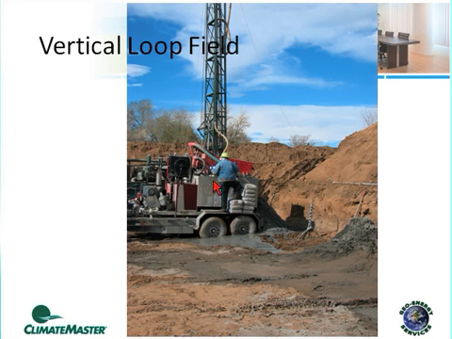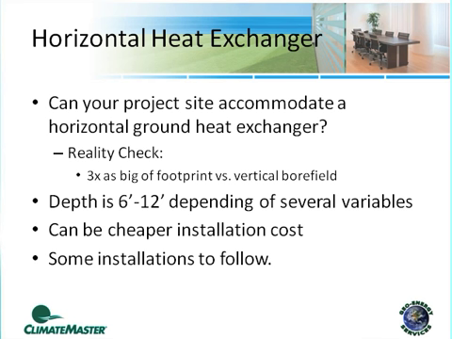Now, if you do run into a project where you've got the ability to do horizontal systems, here are some constraints you want to be aware of. Typical depths need to be 6 to 12 feet. It can be cheaper on its installation cost, but the thing to understand is that first point is that typically a horizontal system will take up 3 times the site surface area as a vertical footprint. So for every 1 acre that a vertical borehole system takes up as a footprint, realize that a horizontal system will need 3 acres to provide the same equivalent performance as a vertical system.